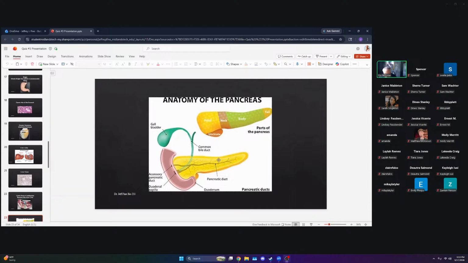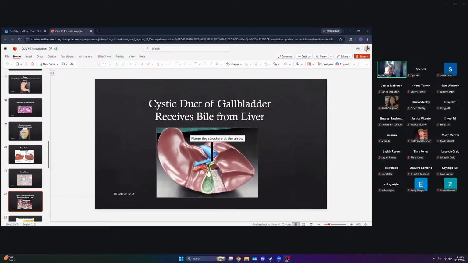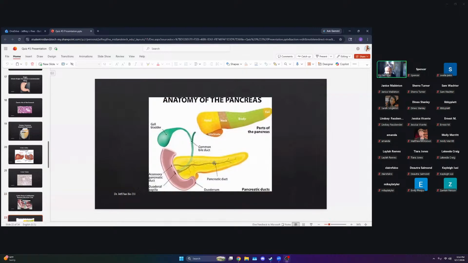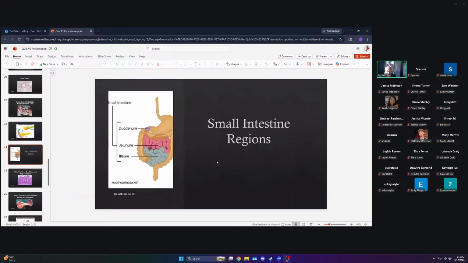Okay, and let me take a look just to make sure here when we're talking about the gallbladder. And the only thing you need to know about the gallbladder for the lab quiz is that cystic duct that I showed you on the previous slide, right here. Okay? All right. So those are the pancreas parts that you need to know anatomically for the lab quiz.